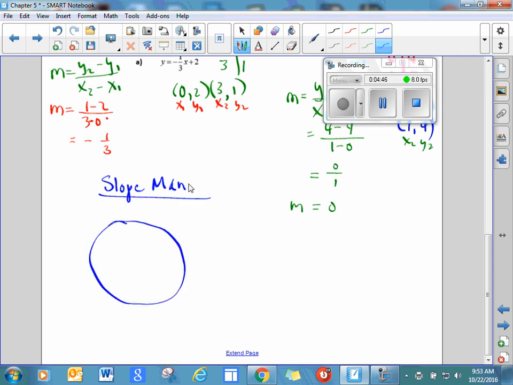So there's his head. Here's one eyeball. It is starting low and rising up, so he's positive. Here's the other eyebrow, and he's negative because he starts high and falls. His nose is a perfectly vertical line, and it's undefined. And his mouth is a perfectly horizontal line, and his slope is 0.